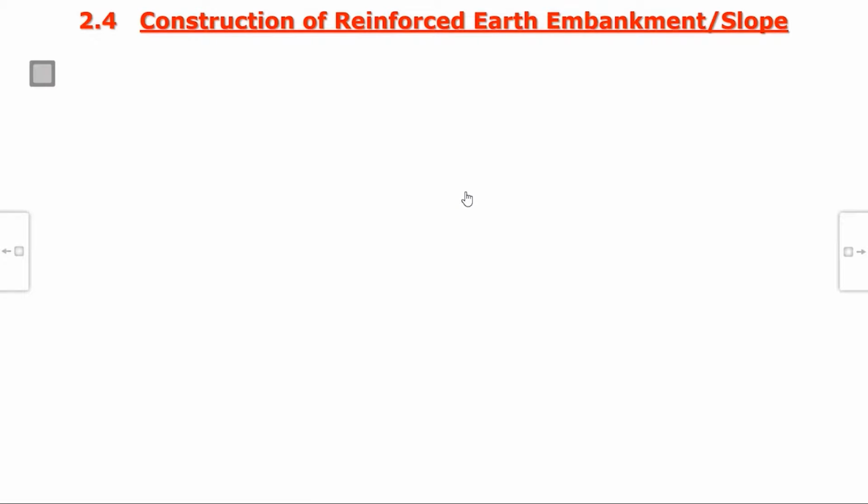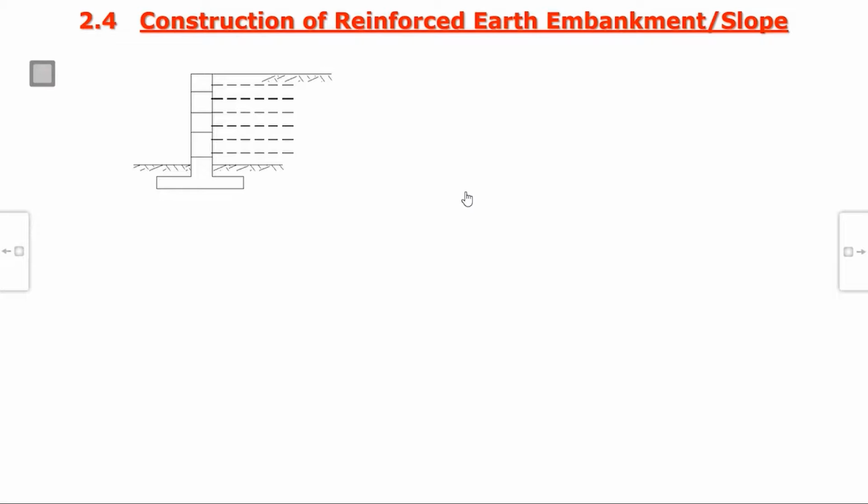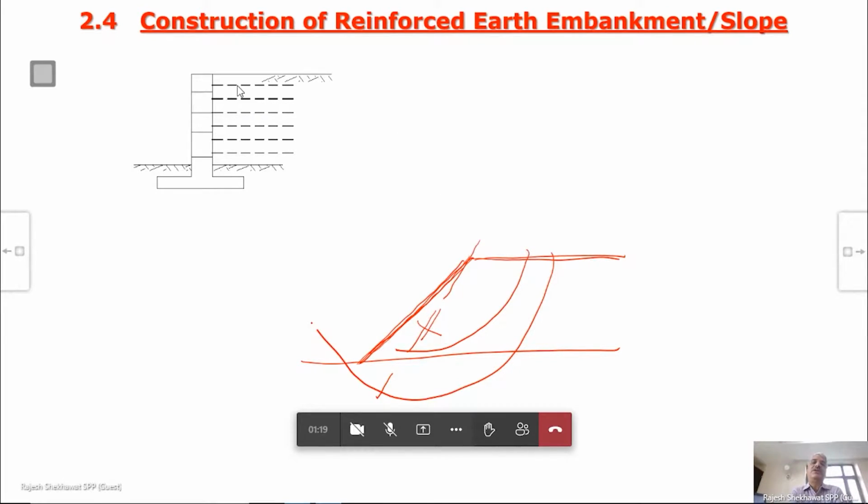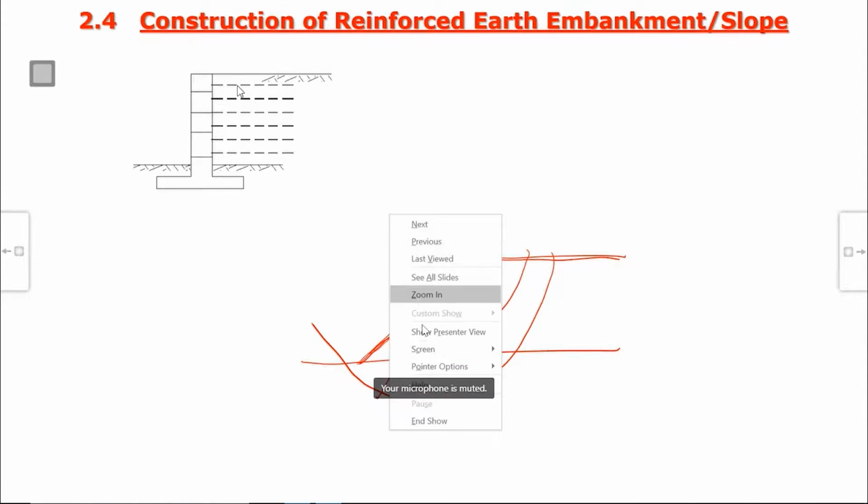Now, how or why do we need to construct a reinforced earth embankment or reinforced earth slope? Your normal slope, when you construct, you cannot construct steeper than a particular slope, 1 in n, whatever value. You do slope stability analysis and let us say you find this is your slope. Now if you try to make this slope steeper, this will collapse. There will be failure like this or this, whatever type of slope you can have here.